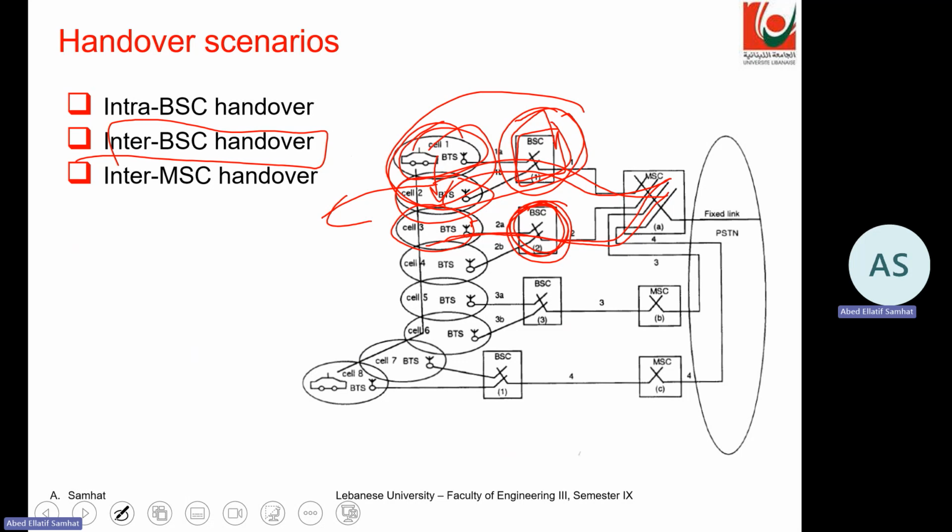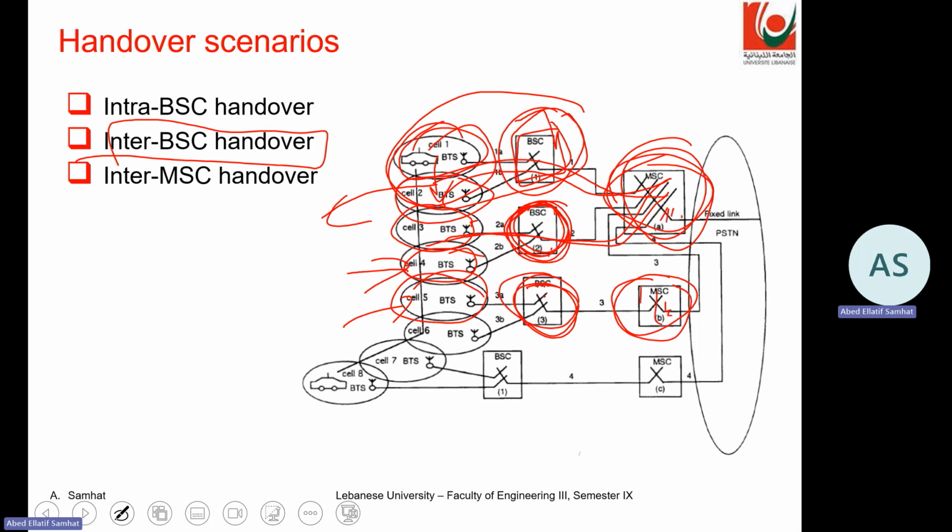Okay, and there is a third case. It's possible that we have two mobile switch centers, from cell 4, for example, to cell 5. Cell 4 is under this base station controller. Cell 5 is under this base station controller. And those base station controllers are under the control of different mobile switch centers. So in this case, we have two mobile switch centers involved to execute this handover. That's why it's very important to understand the handover scenarios and the execution.